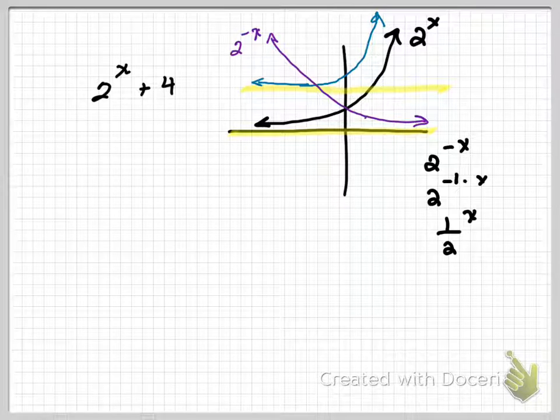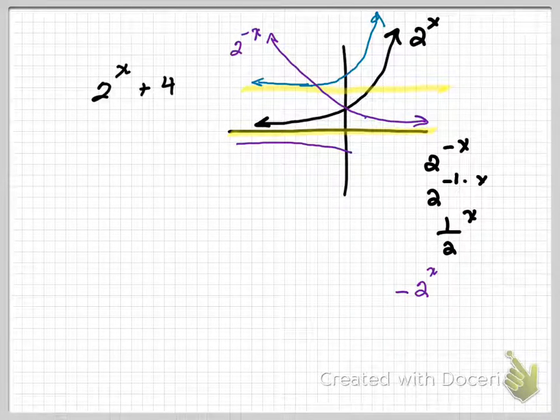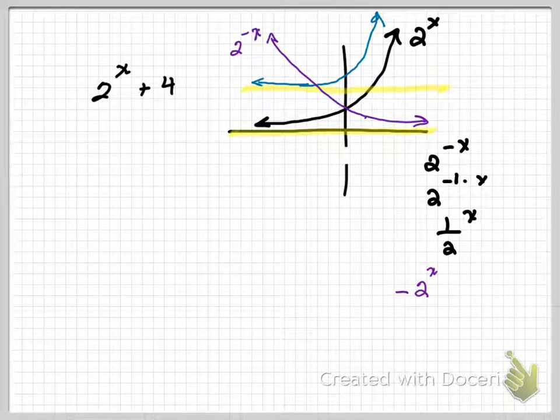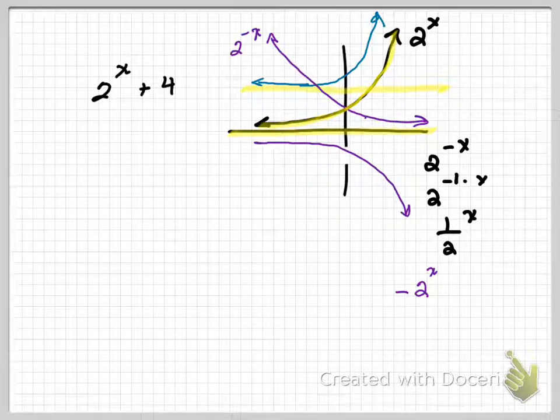And if you put the 2 to the x here, and then the negative out front, then that would reflect it about the x-axis. So if this was our original graph, right there, then its reflection is going to be right here. So there's kind of the relationship among the graphs, so you can practice with those.